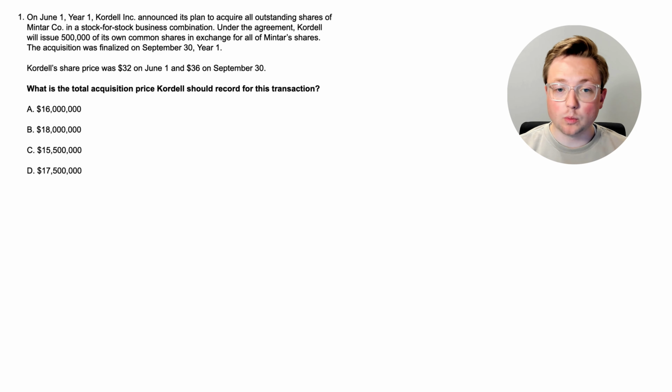On June 1st, year 1, Cordell Inc. announced its plan to acquire all outstanding shares of Mintar Co. in a stock-for-stock business combination. Under the agreement, Cordell will issue $500,000 of its own common shares in exchange for all of Mintar's shares. The acquisition was finalized on September 30th, year 1. Cordell's share price was $32 on June 1st and $36 on September 30th. So again, what is the total acquisition price that they should record for this transaction?